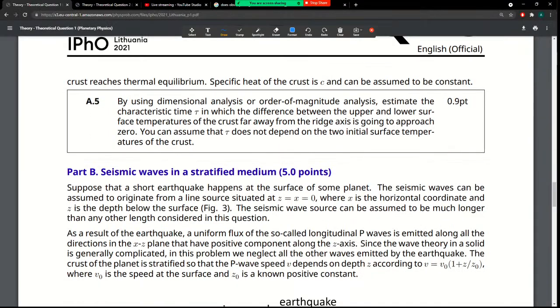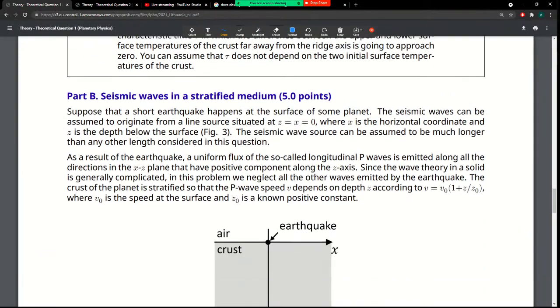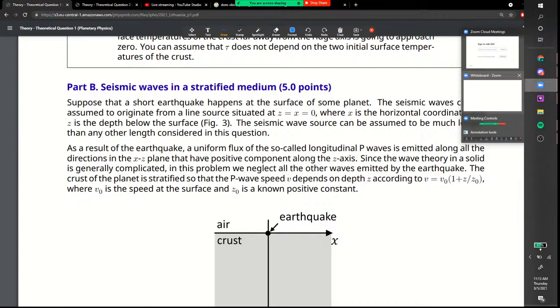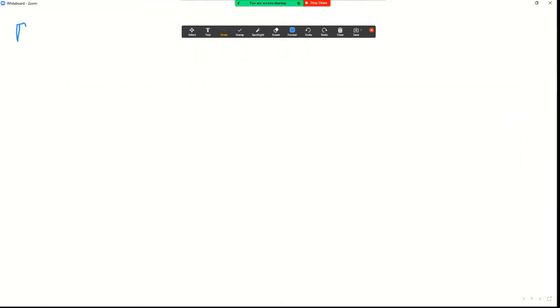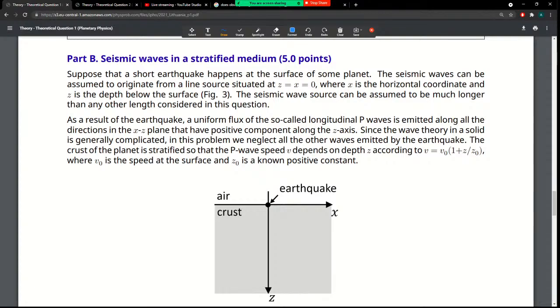Then we're on to B1. Okay. Suppose that, okay, that you read. Oh, you can read it. No, I guess it is your turn. I have read the previous one.